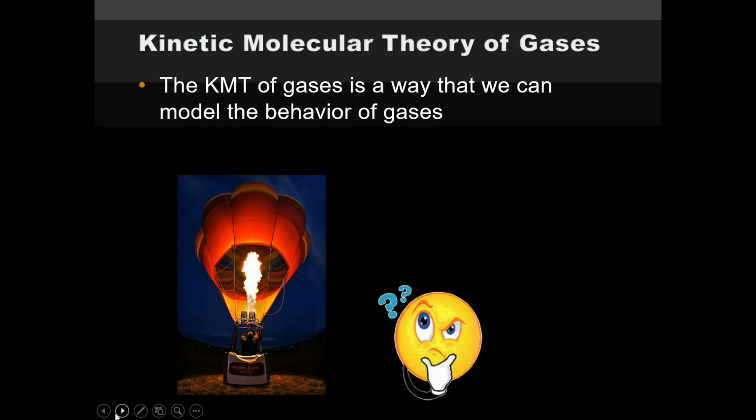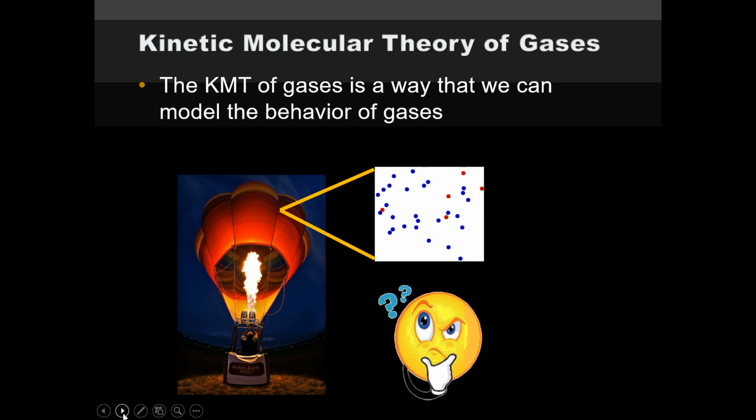So one thing we have to do is we have to develop a model to help us understand what happens with gases. So we use something called the kinetic molecular theory of gases. And this is just a way that we can interpret something we can't see. Gas particles are tiny. We cannot see them. So we have to understand what's going on. And the way we do this, we develop a model. And that's what this KMT theory of gases is. So let's look at some of the ideas behind this theory.